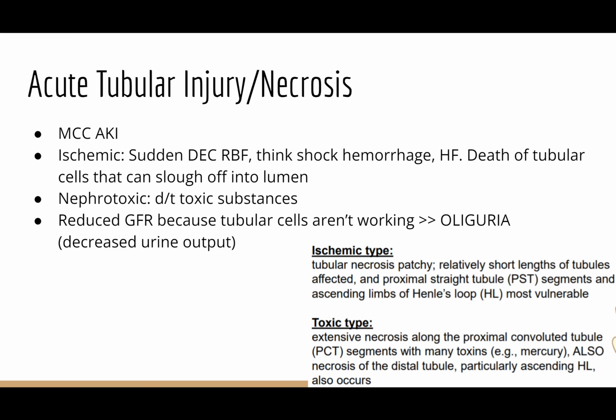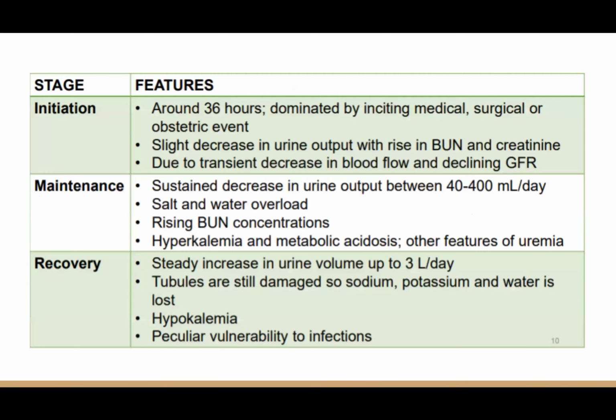You can also have nephrotoxic, where due to toxic substances. So I just put the examples right here. So ischemic type, it's very patchy. So short lengths of tubules affected, segments of the PST, and then loop of Henle, and then toxic, it's very extensive, which makes sense because you are getting the injury kind of as it's being filtered through, you're getting the injuries throughout the entire length of the nephron. So it makes sense that you would have extensive necrosis across the entire length.